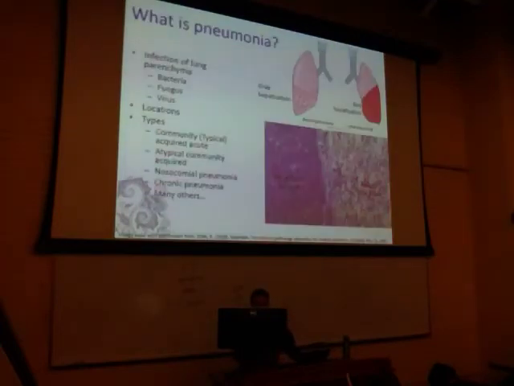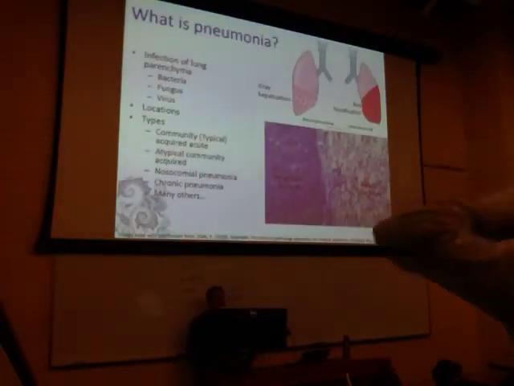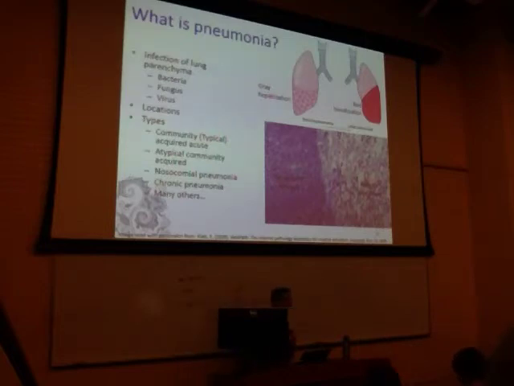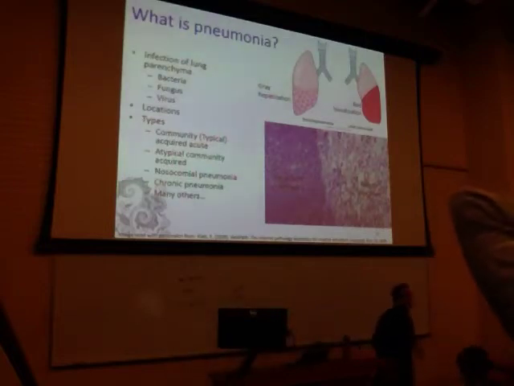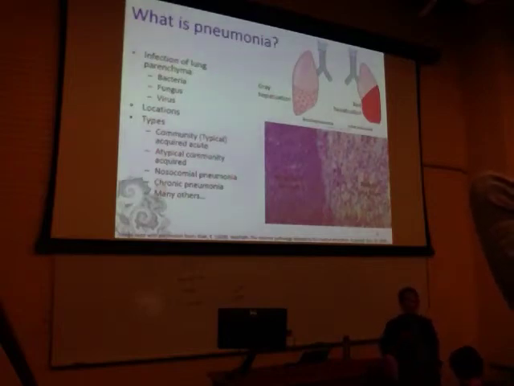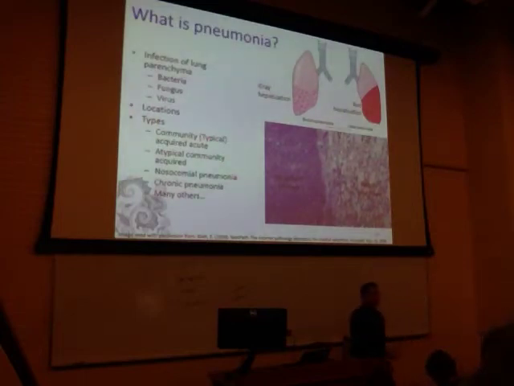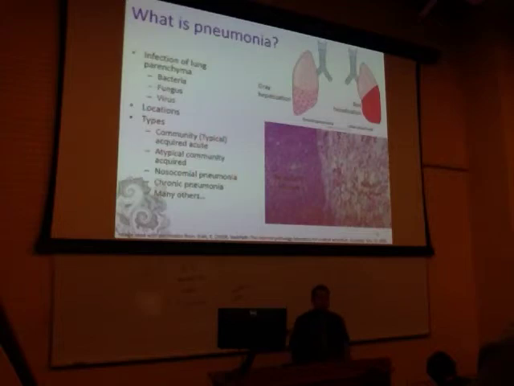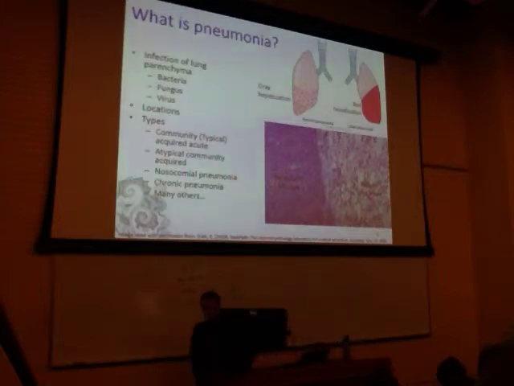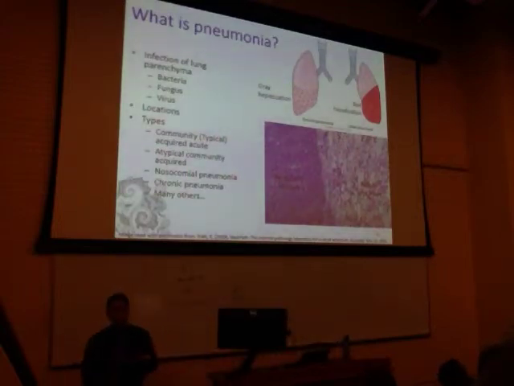Well, bacterial isn't the only type of pneumonia. But pneumonia in and of itself is an infection of the parenchymal tissue, the lung. That word parenchymal again means the functional tissue of that organ. So if you have an infection of the functional tissue, that infection can either be bacterial, which is the most common, but it could also be fungal or it could be viral.